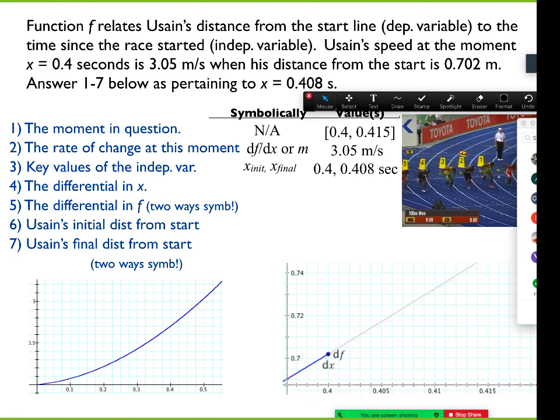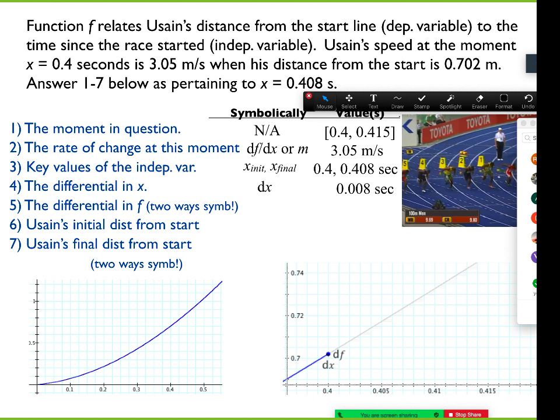Quick, so we can get out of here. Differential in x is? dx. Dx, its value is? 0.008. Excellent. Differential in f. There are two ways to symbolize this, the differential in f. We could do df, or we could do what? This is the variation in distance. How could we show that symbolically?